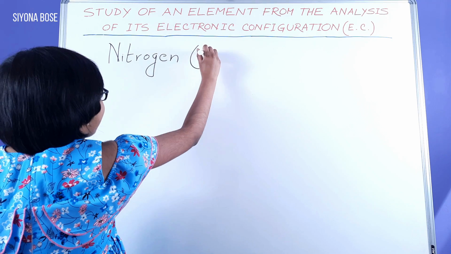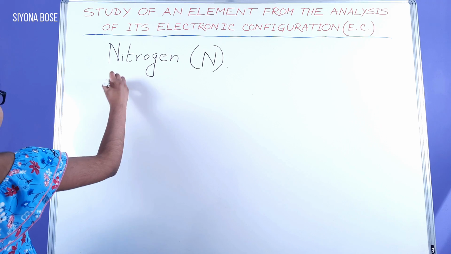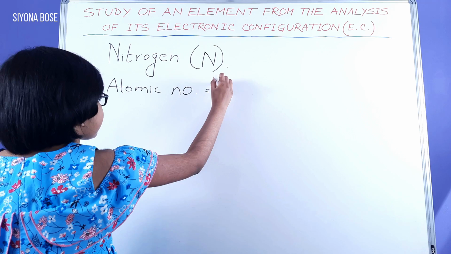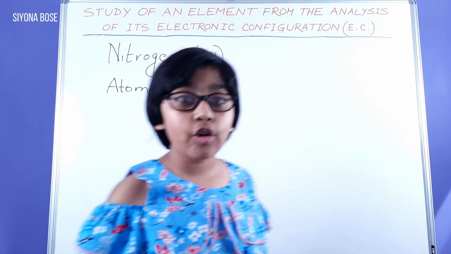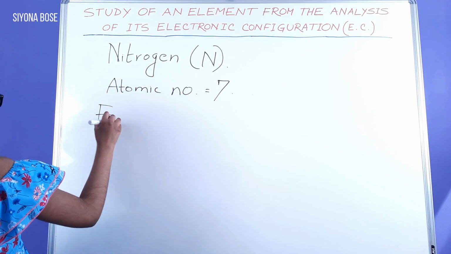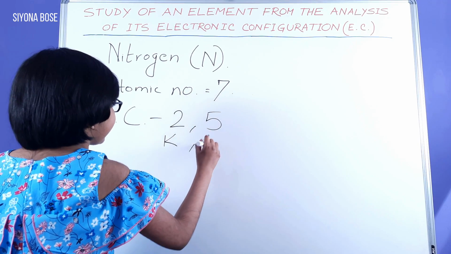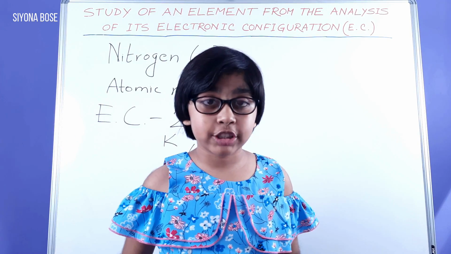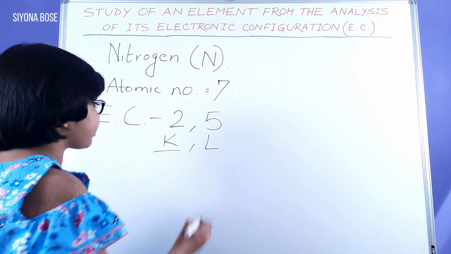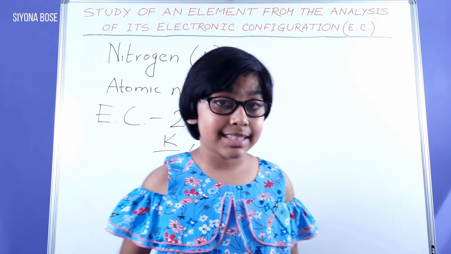Nitrogen, N. First, atomic number. Atomic number is 7. Now, electronic configuration, or EC. EC is 2,5, KL, which means there are 2 electrons in the innermost K shell, and there are 5 electrons in the outermost L shell.